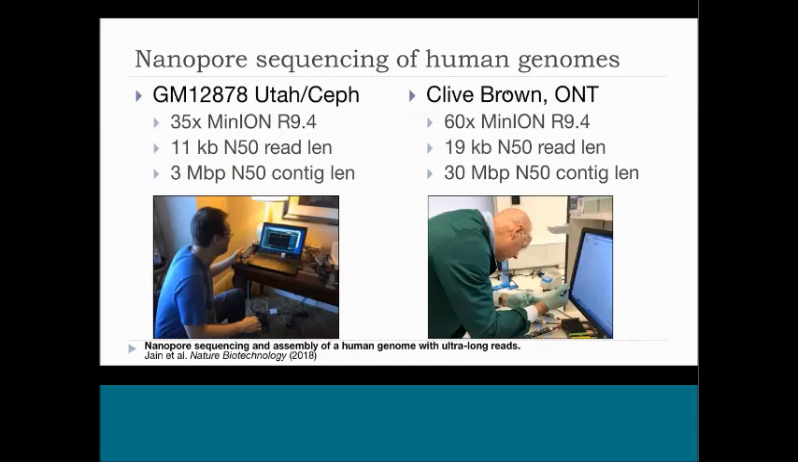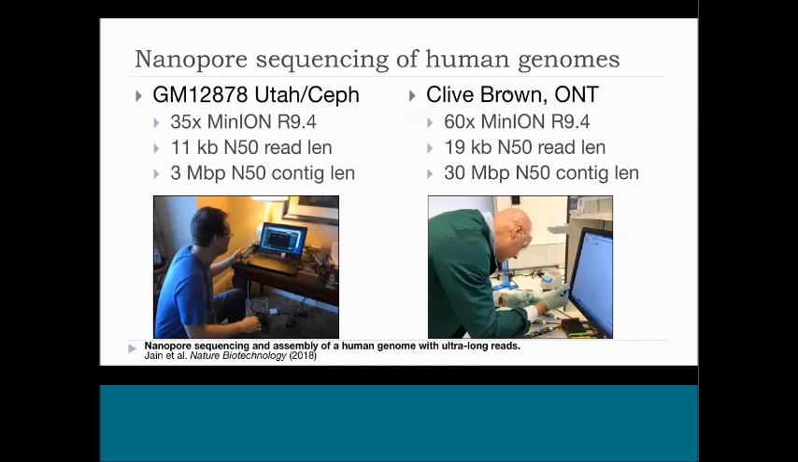In parallel, Clive Brown, who's the chief technology officer at ONT, sequenced his own genome, doing his own DNA extraction on his blood samples, sequencing himself to 60x coverage on MinIONs in a lab at Oxford Nanopore, and achieved a 20 KB N50 read length. And I'll show results that Sergey Koren in my lab assembled that to about a 30 megabase pair N50 contig length, which are just extraordinary continuity results and is essentially the longest contigs to ever be reported for a human genome.